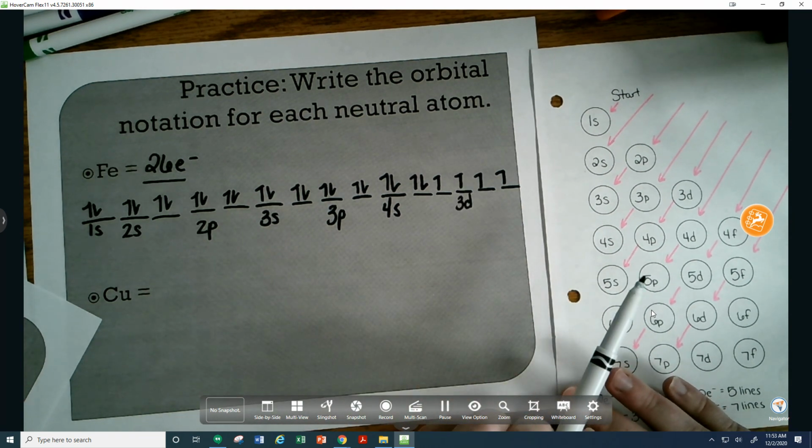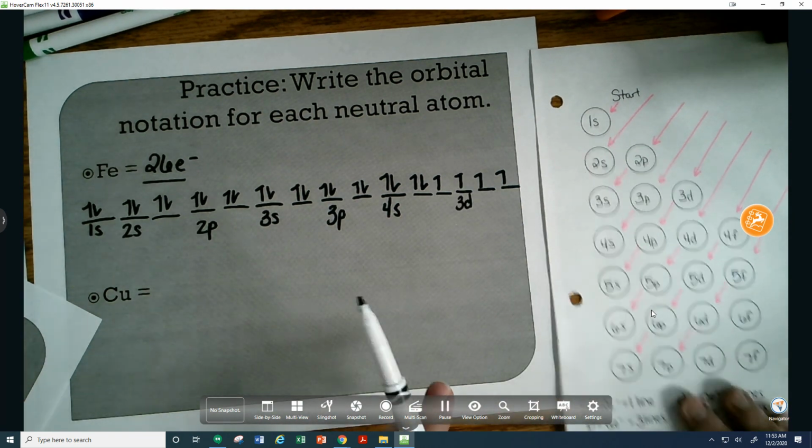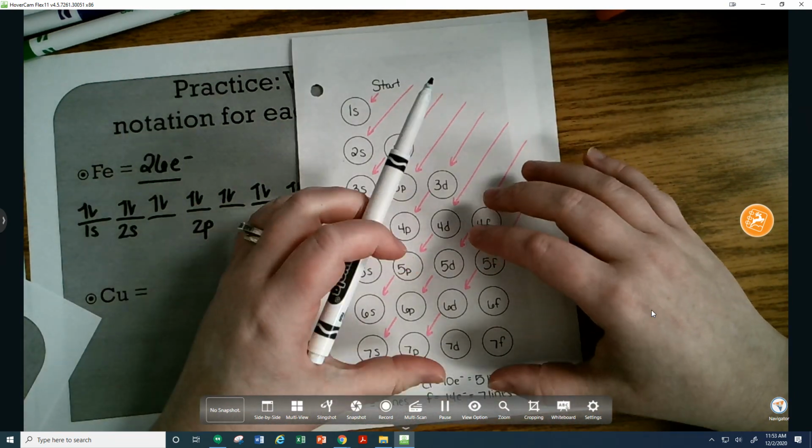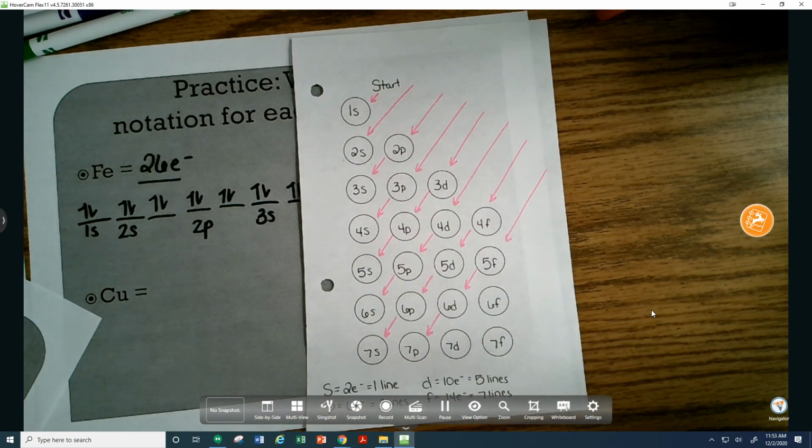So that's what you guys are working on, is doing orbital notation. So again, at this point, the big thing I need you to get is the handout here and finding your electrons from your periodic table. If you have more questions, please reach out to me and I will gladly help you out.